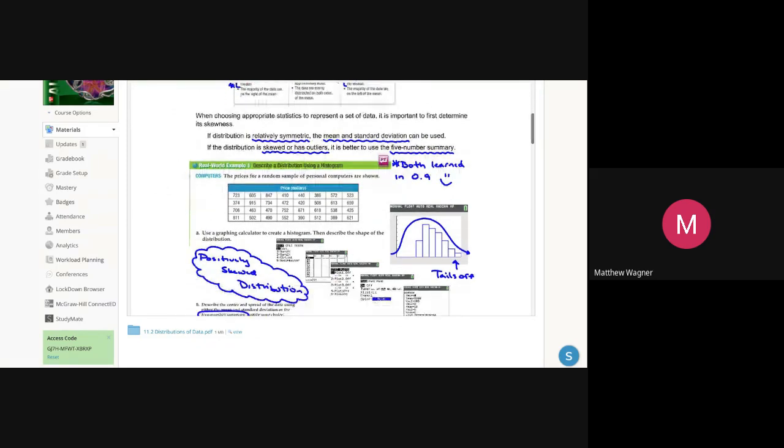So when we're choosing how to represent data in your homework, if the data is relatively symmetric, you're going to want to use your mean and standard deviation. If your data is more skewed or has outliers, it's important to use our 5-number summary, and we're going to go over both of those situations.